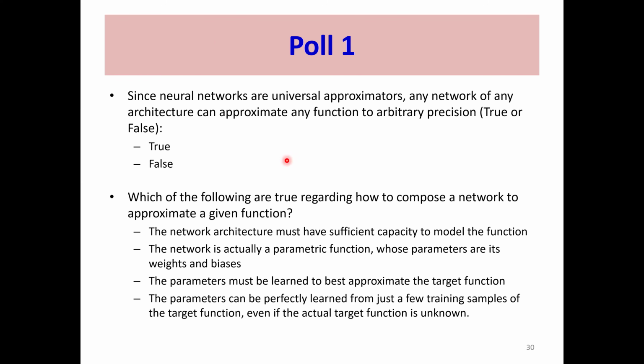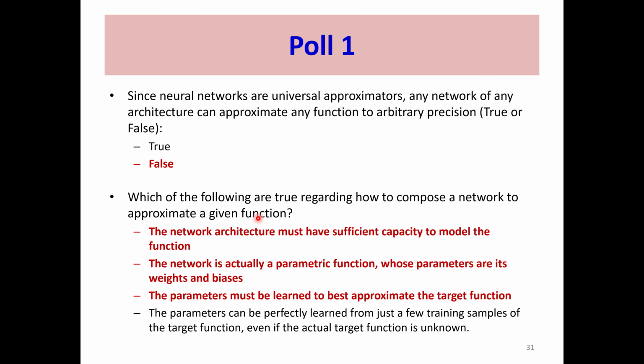All right, for the first question, what is the answer? Anybody? False. Okay, for the second one, which are the true statements? All true? First three, okay. So let's check what the answer is. First statement is false. The last statement, the parameters can be perfectly learned from just a few training samples, even if the target function is unknown, is obviously false. Because in the places where we don't have training samples, we're kind of hoping it fits, but the odds are it won't.